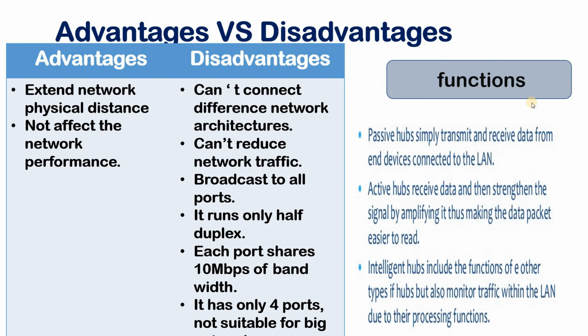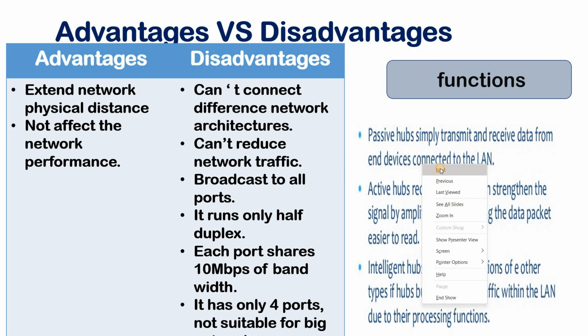Passive hubs simply transmit and receive the data from the end devices and connect it to the LAN. But active hubs receive the data, then strengthen the signal by amplifying it and make the data packet easier to read. Also, the intelligent hubs' main function is to monitor the traffic within the LAN due to their processing functions. Those are the functions of hubs.